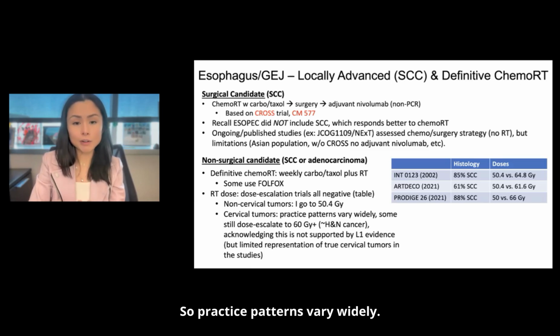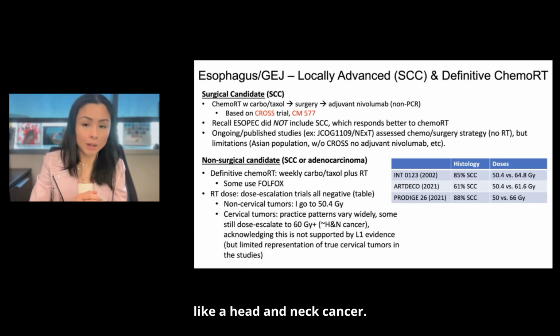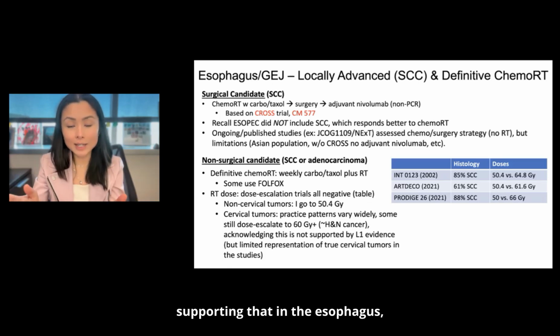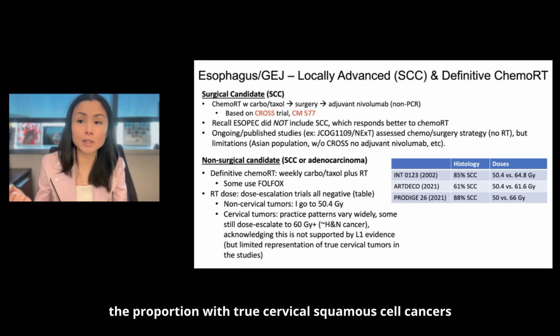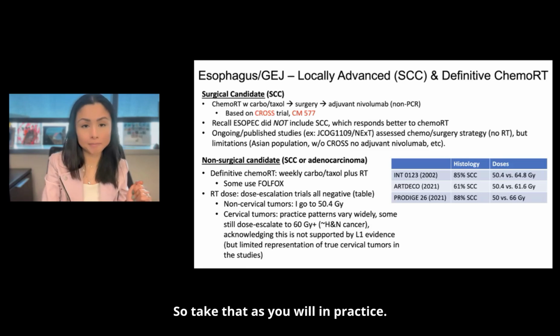What about cervical tumors, particularly squamous cell cancers I'm referring to here? Practice patterns vary widely. Some will still dose escalate to 60 gray or higher, like head and neck cancer, acknowledging, though, that there's no level 1 data supporting that in the esophagus. That being said, in all these trials, the proportion with true cervical squamous cell cancers was low. So take that as you will in practice.